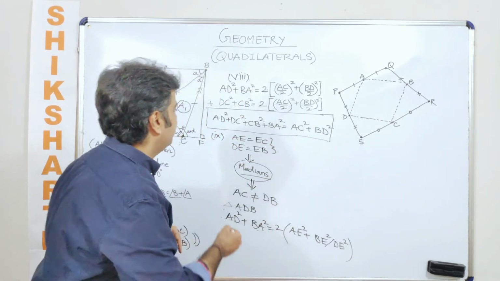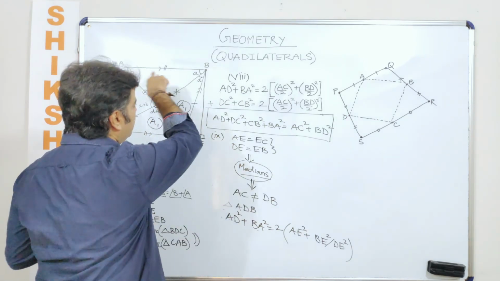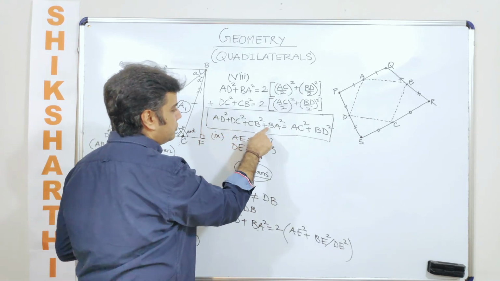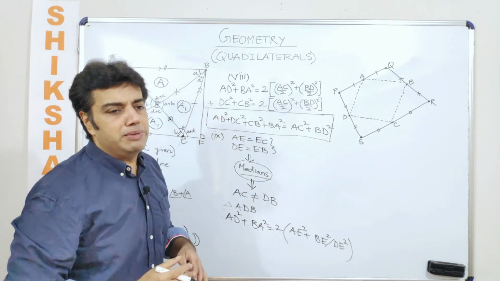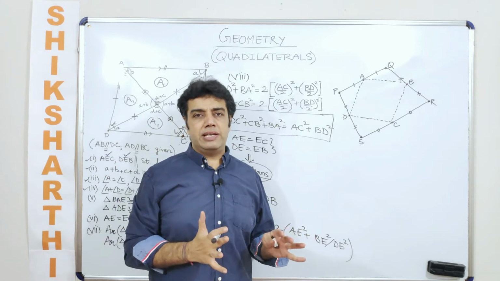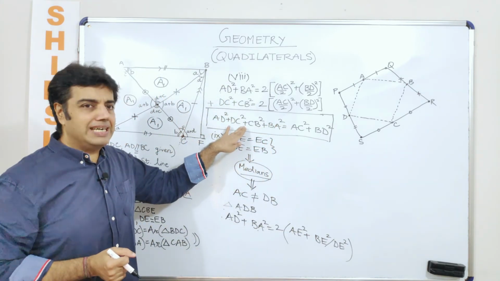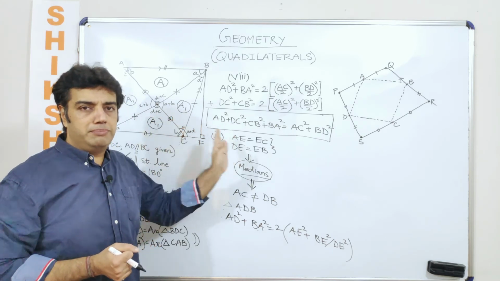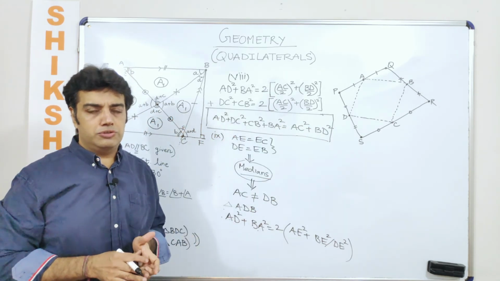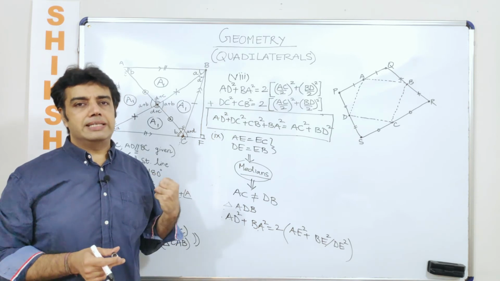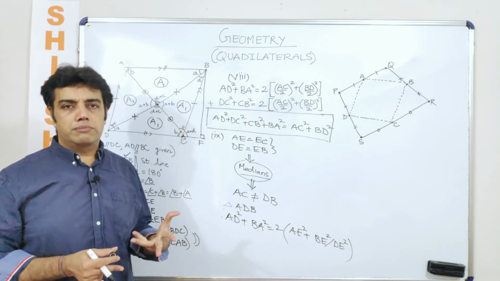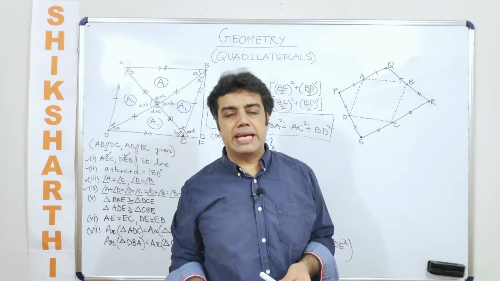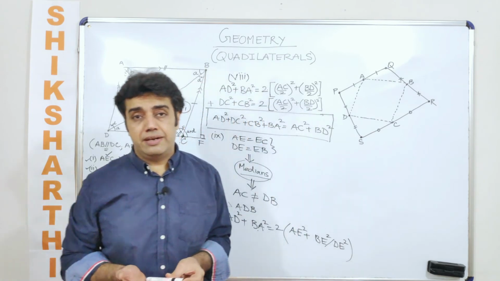4a square. And we know that a root 2 would be the diagonal only when the length of the side of the square is a. So a square plus a square plus a square plus a square makes it 4a square, which means the left hand side value is equal to the right hand side value, which means that the formula is correct not only for parallelograms, but maybe for other forms of quadrilaterals also. And those other forms are either a rectangle, a rhombus, or a square.